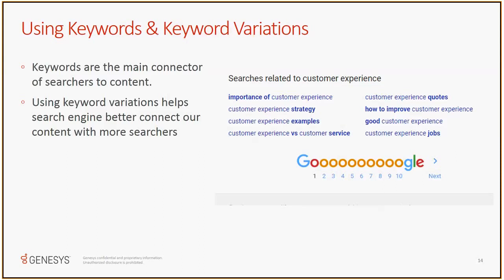How do we properly use keywords in SEO then? Well, the idea is that we create content in order to answer a searcher's intent. And this is done through the use of semantics and keyword variations. So let's just say, for example, someone is searching for customer experience.